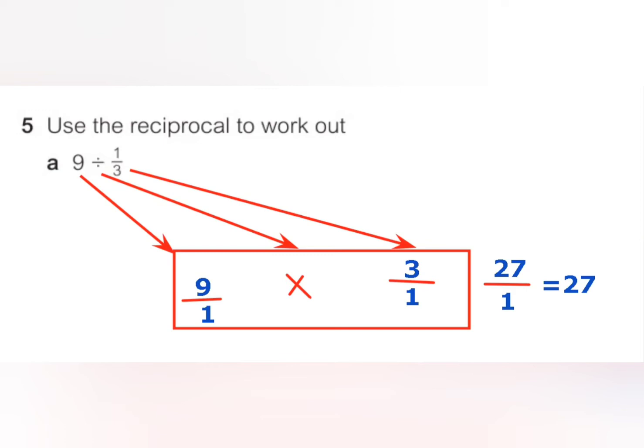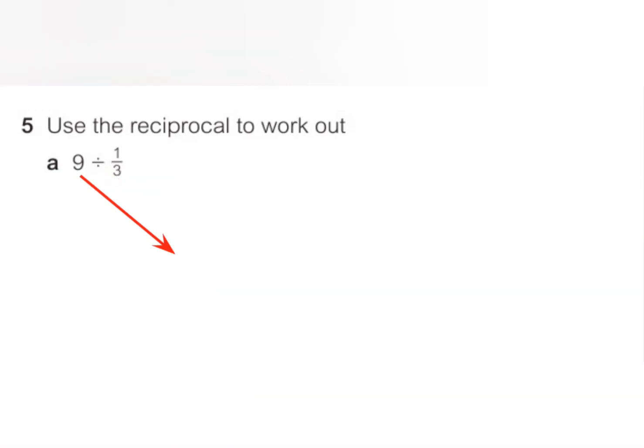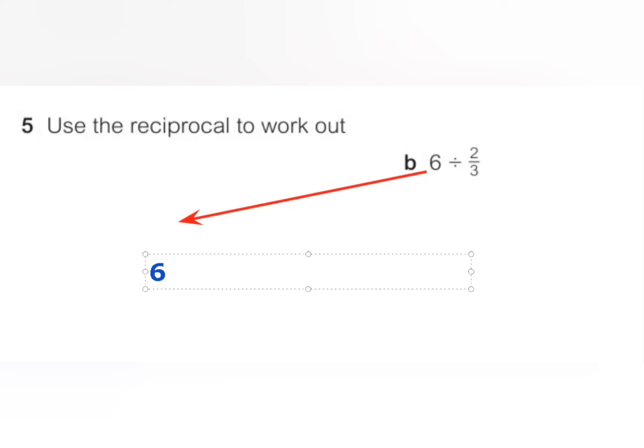Let's remove these. We answered A. Let's do B. Now let's do the same with B. We're going to use the keep, change, and flip method. Same idea. So we're going to keep the 6. It's going to be a 6 here. And then we're going to change the sign into a multiplying sign. This one's going to be multiply instead of dividing.